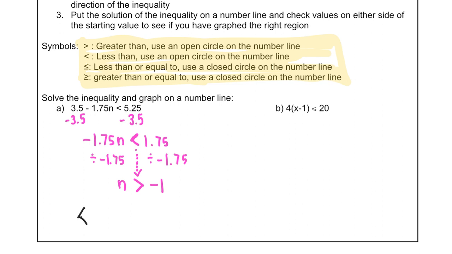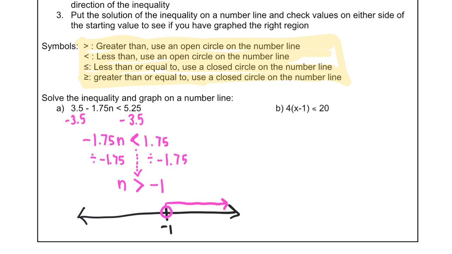So we're going to take that and put negative 1 on the number line. Because it is just greater than, it's an open circle. And according to my n is greater than negative 1, it's everything that's going to the right.